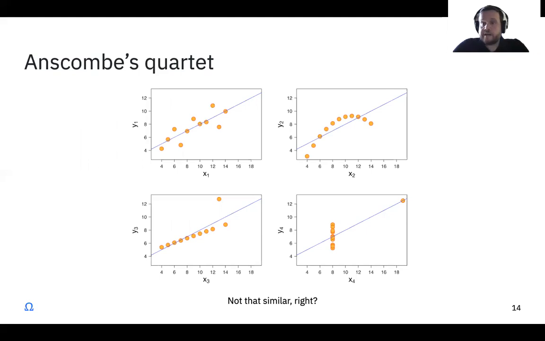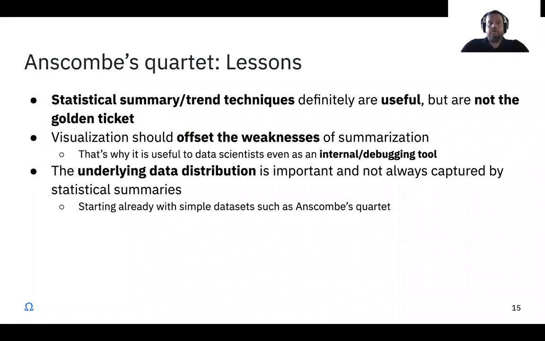Those data sets are of course artificial. They have been created by a guy called Anscombe, I think Francis Anscombe was his name, to demonstrate that over-reliance on statistical summaries is not the right thing to do all the time. And this is a very simple data set of 2 variables, bivariate data. So if we have more dimensions, then we will have many more tricky artifacts than we can have in 2D. So note that statistical summary and trend techniques are very useful, no doubt about that, but they are not the golden ticket if you want to convey information about the data.